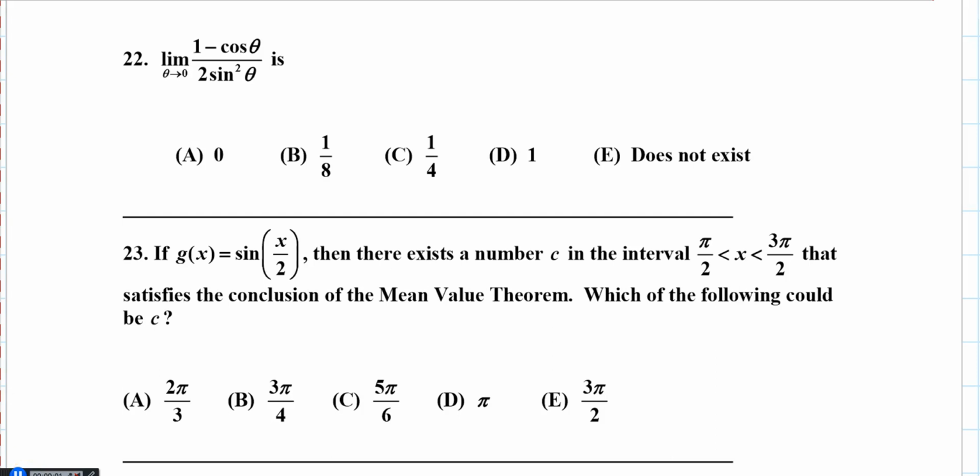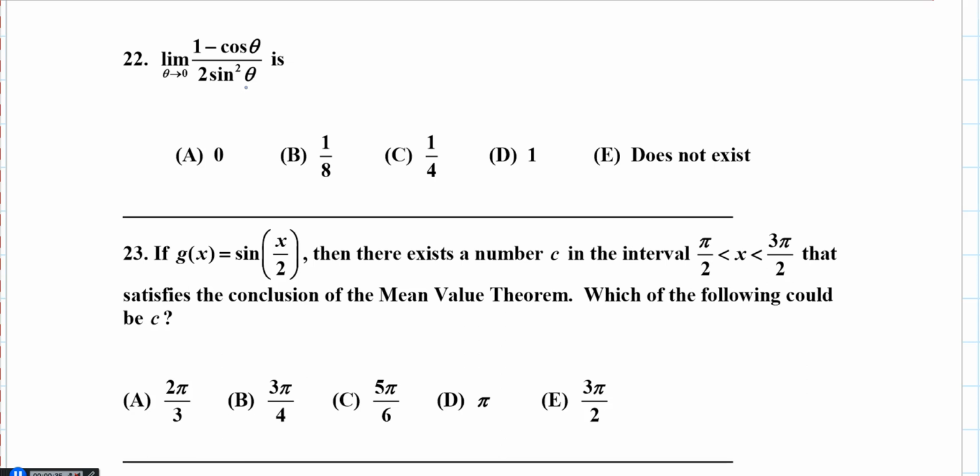Alright, here's the review for day 2 of the final exam practice for calculus. So we look at number 22. Find the limit as theta goes to 0 of (1 minus cosine theta) over 2 sine squared theta. When we do limits, we always want to start by trying to directly substitute, but when we do that, sine squared of 0 is 0, so it's undefined. So we've got to find something else to do.